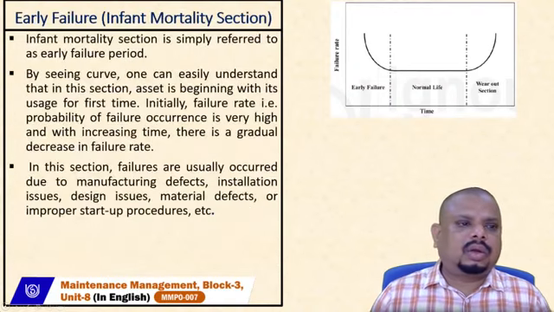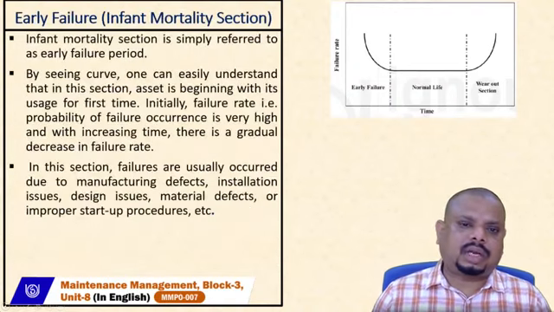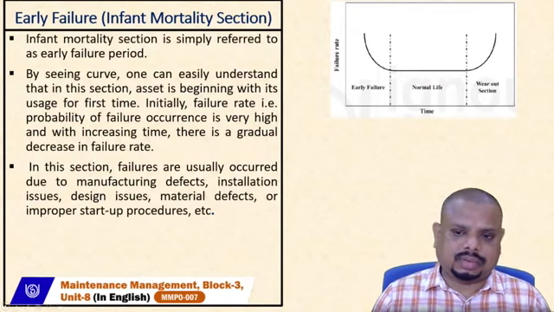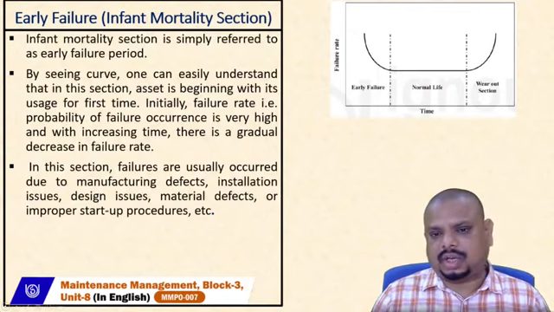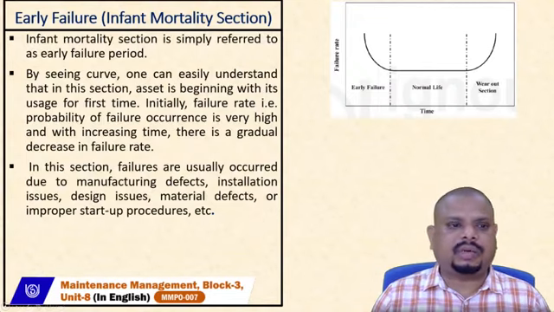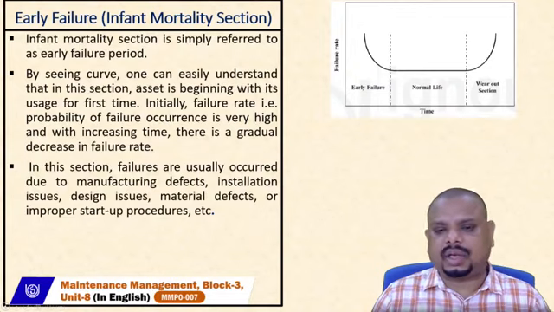Moving to the next one. As I told, the bath tube curve has three kinds of failures. First, understand what early failures are. The infant mortality section simply refers to early failure, the initial part of the bath tube curve. By seeing the curve, one can easily understand that in this section the asset is beginning its use for the first time, and the initial failure rate, that is the probability of failure occurrence, is very high. With increase in time, the failure rate gradually decreases.